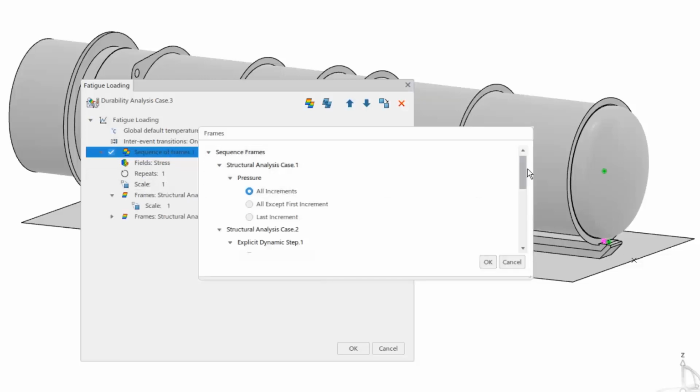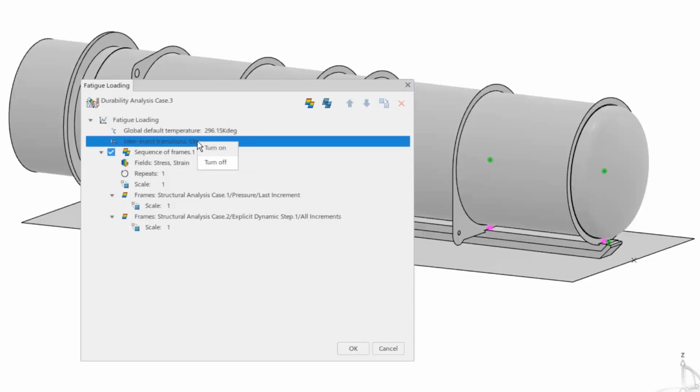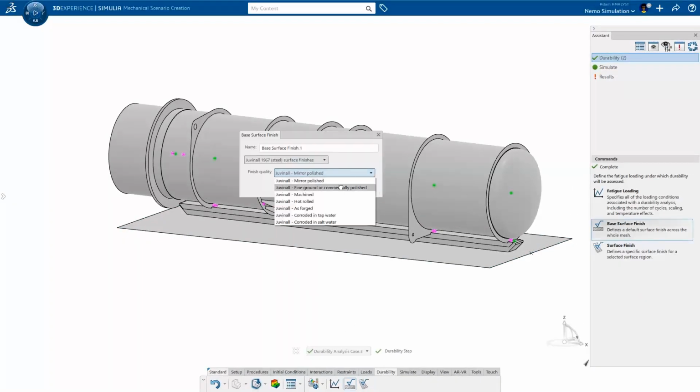Adam also includes both stress and strain in the calculation to improve the accuracy and solve for both high and low cycle fatigue. Both sequences occur in the loading history, but they are exclusive events, so he turns on the entire event transition option. Lastly, he defines the base service finish and solves the results.